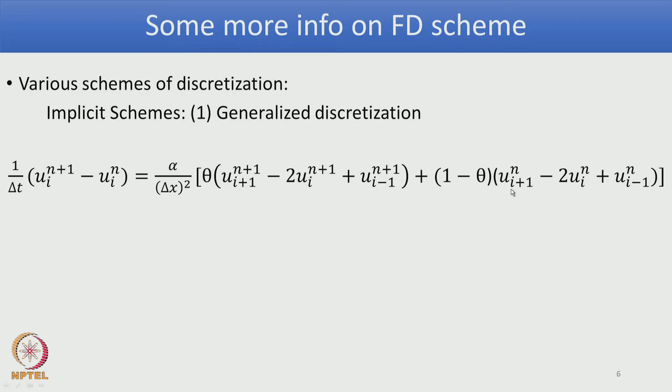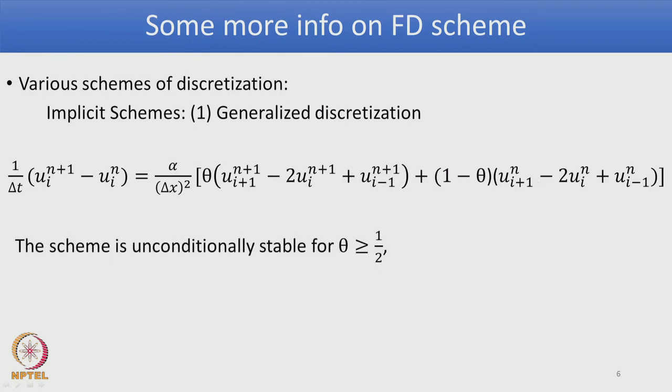Now, we will move on to the next bracket term, that is here. It is again central in space, but it is evaluated explicitly at the nth level. So, you can see all the superscripts for all the three terms as n. This scheme is unconditionally stable for values of theta greater than or equal to half. So, we have a factor called theta, which is multiplying one part, and 1 minus theta is the factor multiplying another part.